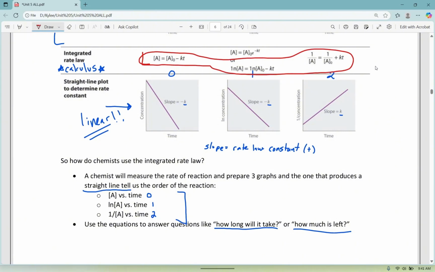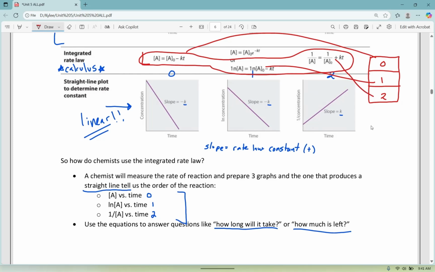And they're in order. I think they're written one above another, and they will be in order 0, 1, 2. They're not labeled, but they will be in that order on your reference sheet. And so that is super easy to help us remember which equation goes with which order.